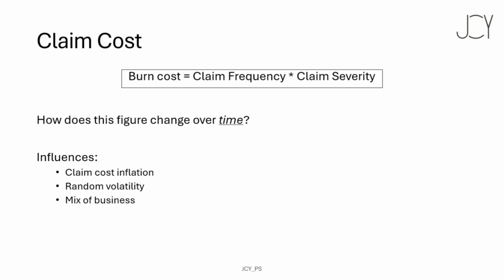Number one, claim cost inflation. So we could talk about the cost of parts, the cost of repairs, even the cost of labor, for instance. The second is random volatility. That could be an unforeseen event that is, say, a 1 in 1,000 event that could be exceptional for a given year. And then the third one, and the focus of this presentation, is of course mix of business. So how does your selection of risk influence your claims experience?